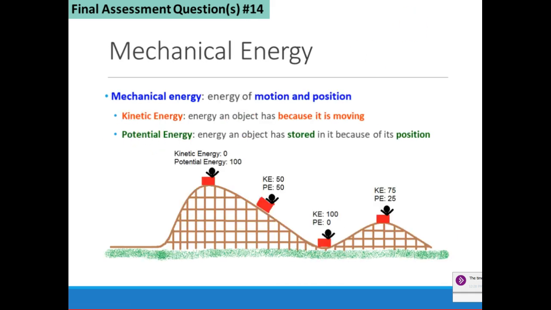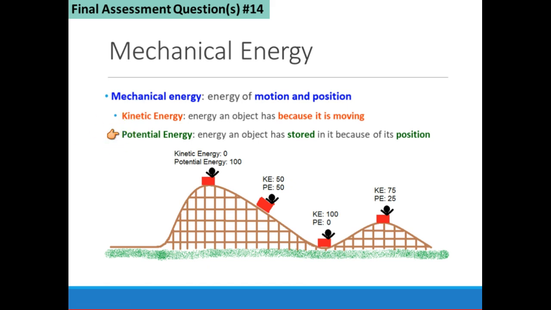All right, so that being said, again, we also talked about mechanical energy, and mechanical energy is when we're talking about motion and position, so the energy of motion and position. Specifically, we break it down into two parts. The motion part is kinetic energy. This is the energy an object has because it's moving.